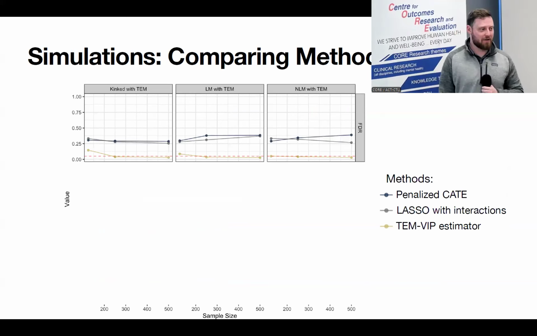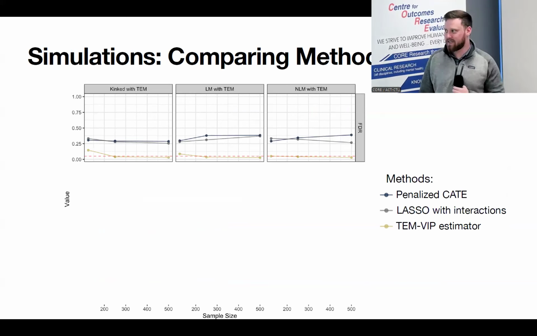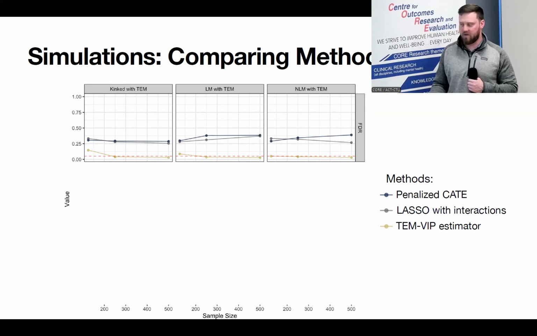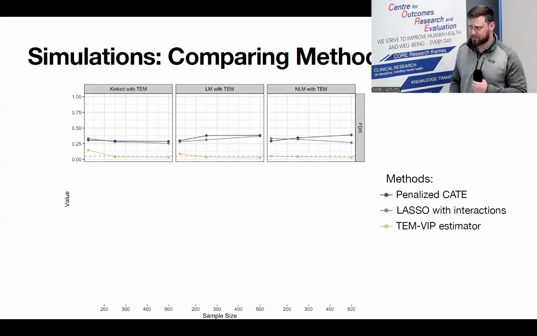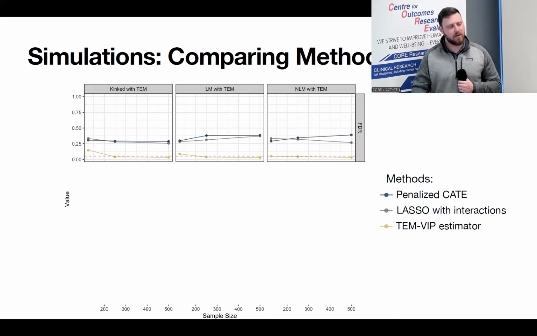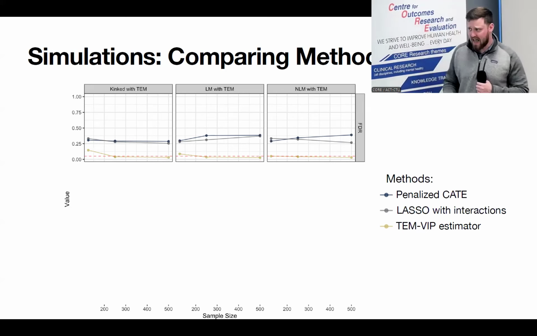And so to see if this subtlety matters, we performed a simulation study comparing three methods: our TEM-VIP estimator, and then these two traditional estimators, a penalized Kate and a lasso. We then considered three different data generating processes where we simulated 500 genes based off of actual gene expression data and assumed that about 20% of them were truly effect modifiers and the rest weren't.